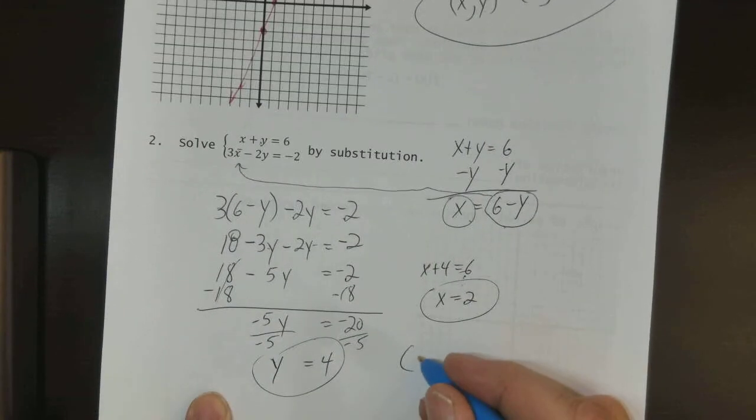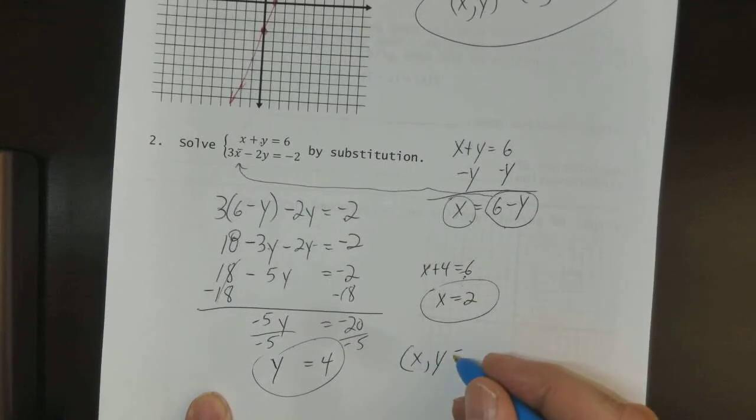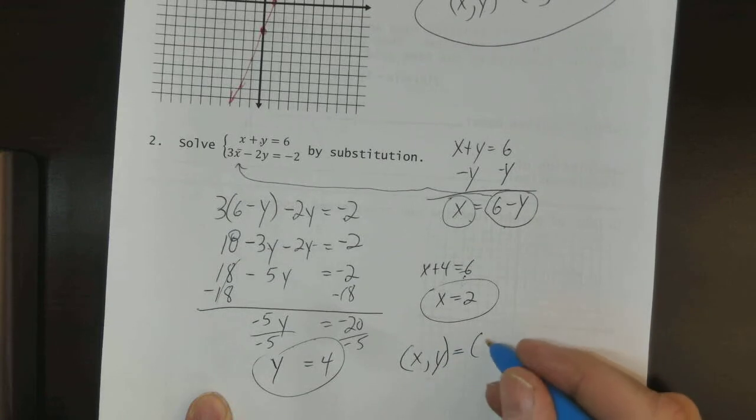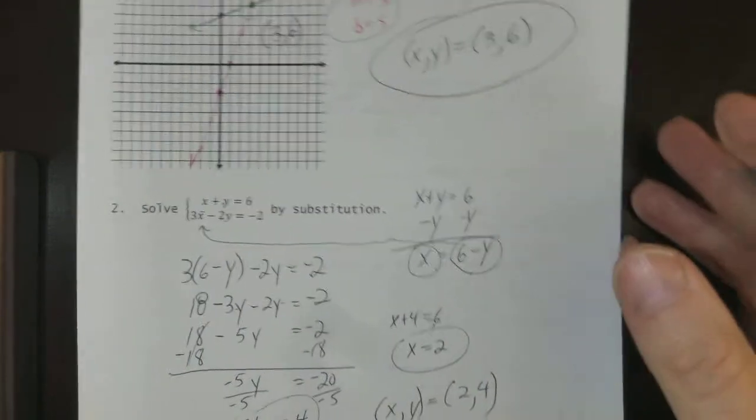So my ordered pair here for x, y is 2, 4.